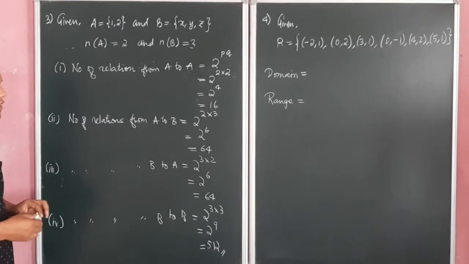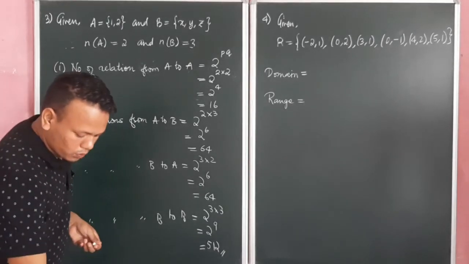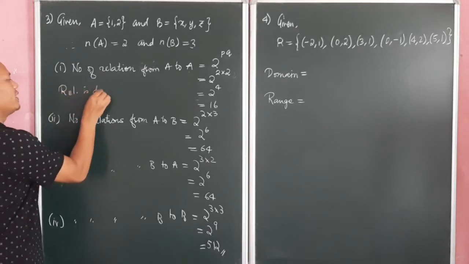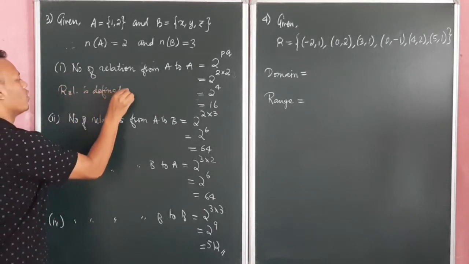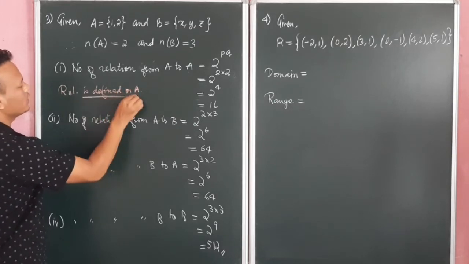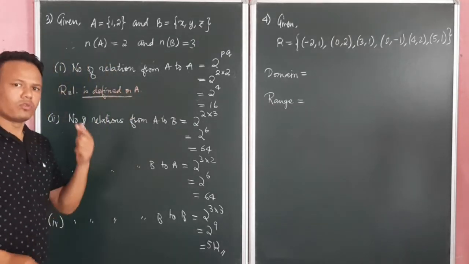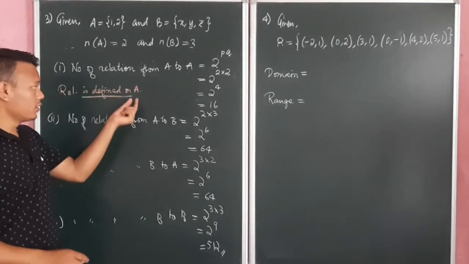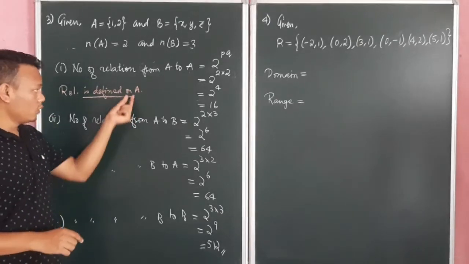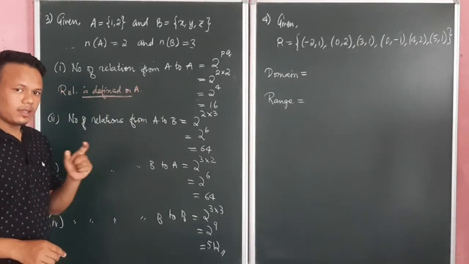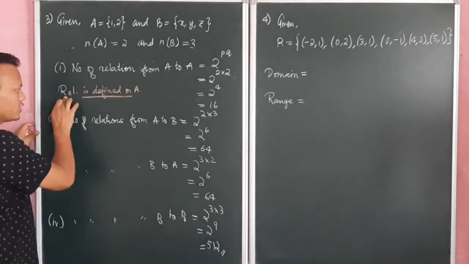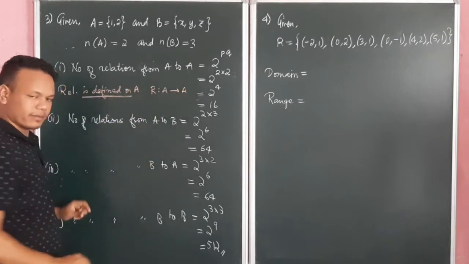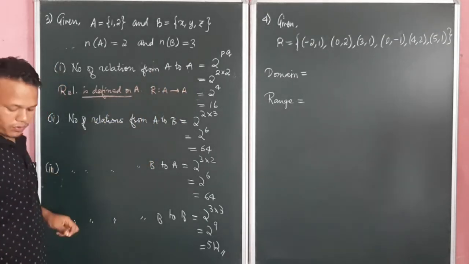Now one thing I want to say here is, sometimes you may see that a relation is defined on A, so only this part will be written. But for any relation, we need two sets, right? Here only one set is given. So if this is seen anywhere, it means that the relation is from A to A itself. That is the meaning of this.